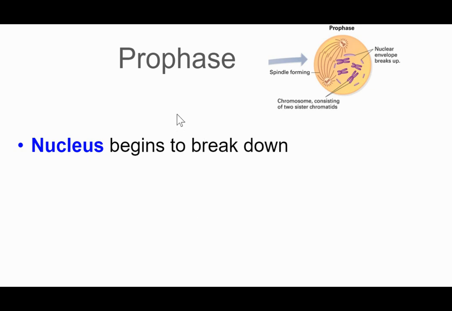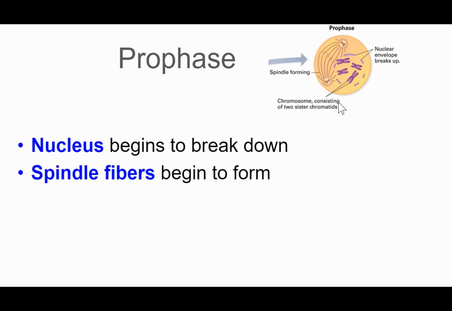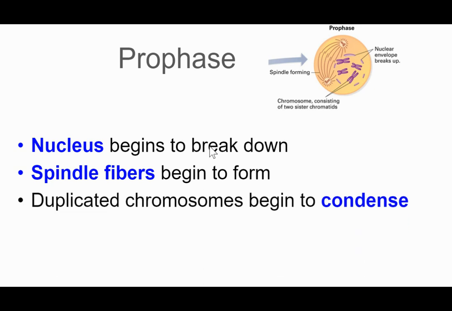During this time, the nucleus is going to start to break down. So we're going to start to break away the nucleus because we have to be able to move the chromosomes around. Spindle fibers are going to begin to form. These are special fibers that, their job is to move chromosomes around. So we'll have those form. And then our duplicated chromosomes are going to begin to condense. So right before this, remember that they were in chromatin form, and now they're going to condense into that duplicated form where they have the two sister chromatids.